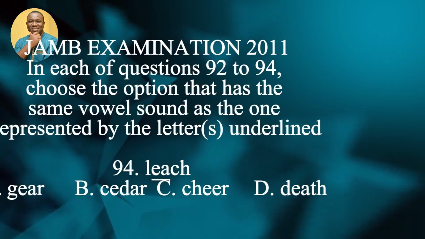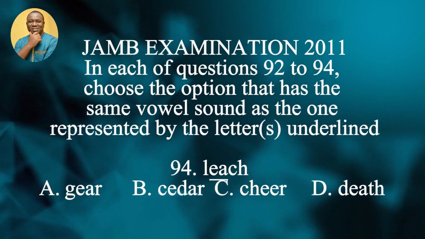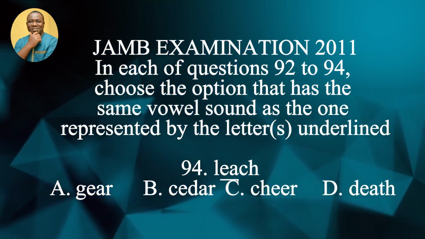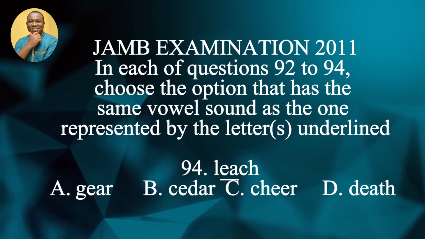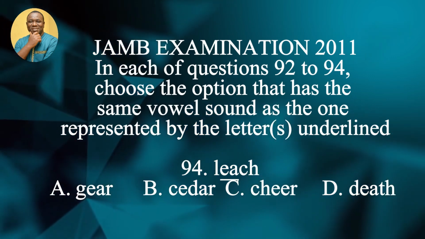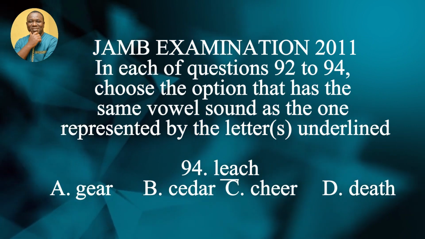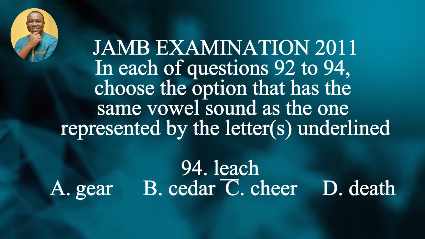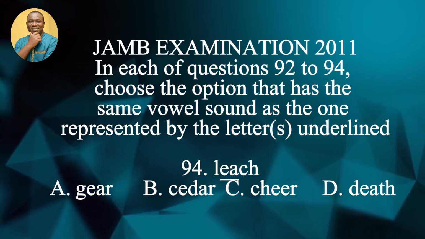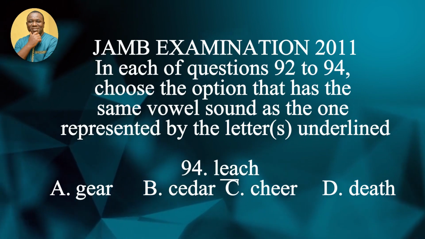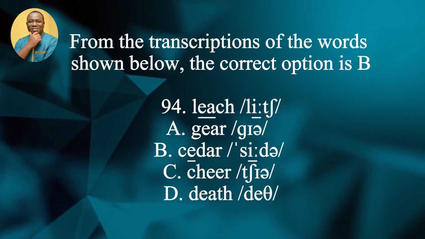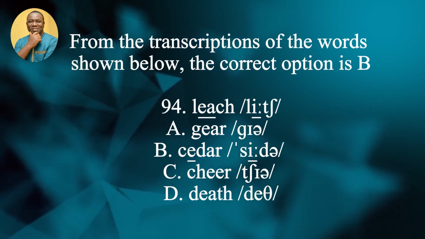The next question is UTME 2011. In each of questions 92 to 94, choose the option that has the same vowel sound as the one represented by the letters underlined. Leech. We have options here: gear, cedar, chair, death. In fact, I suggest that you pause the video and attempt to answer the questions. So which is the correct option here? It's B, of course, which is cedar.